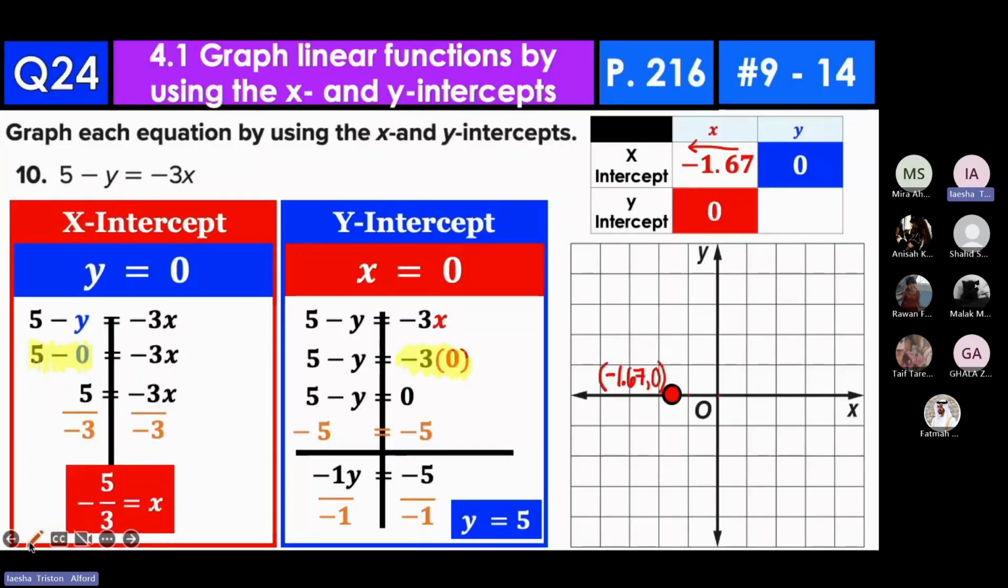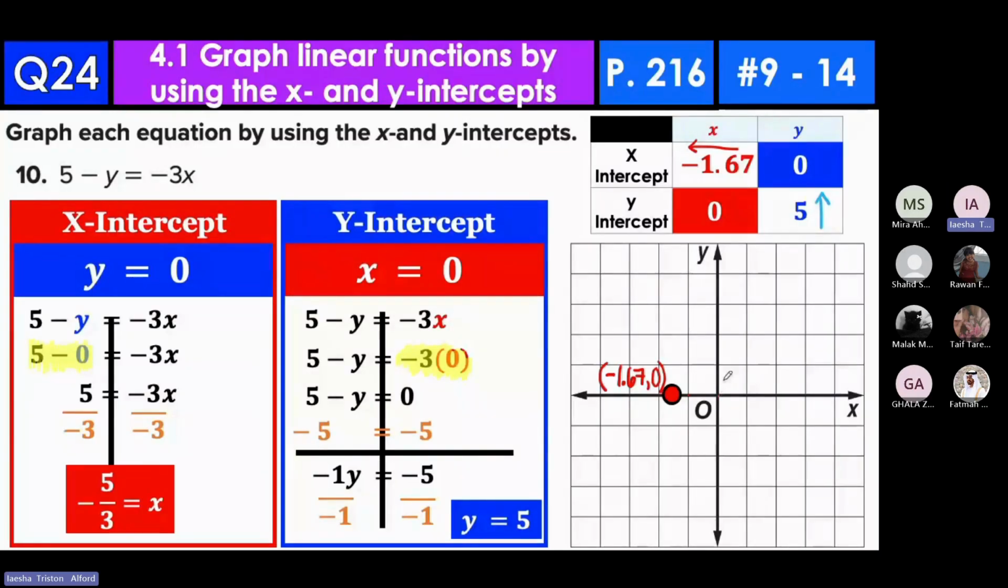What number is our y-intercept? Should be positive 5. So how do we get to positive 5? We're going to go up from 0. Here is 0. You're going to count up 5: 1, 2, 3, 4, 5. Put the point. Label it 0 and positive 5. Make the line.